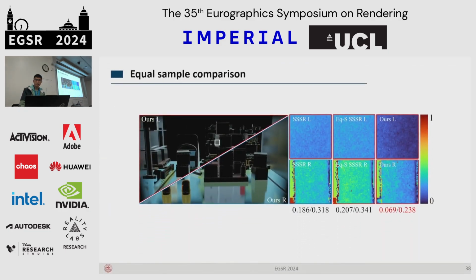We also conducted an equal sample comparison between our method and the traditional equal sample screen space reflection. Despite increasing the sample number, screen space reflection still fails to resolve inconsistent stereoscopic cases, where our results demonstrate greater consistency and closer alignment with the ground truth.